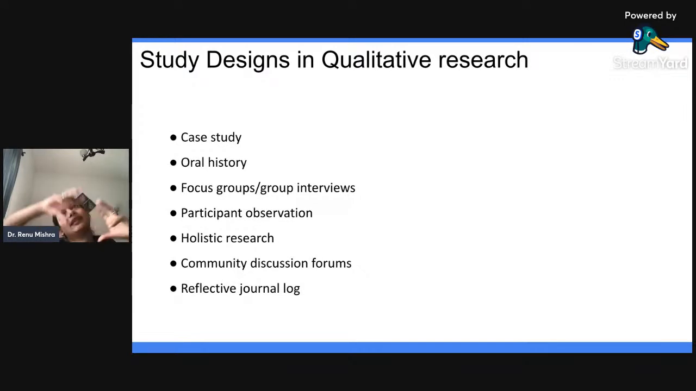It gives you a complete picture. If I want to dwell deep into why this particular phenomenon is happening, why people are not inclined towards a particular thing, then qualitative research is the answer.